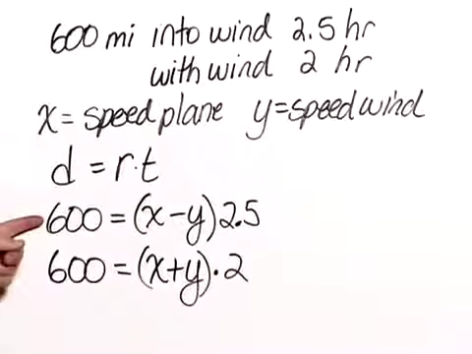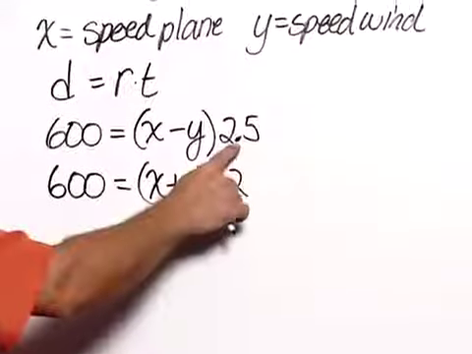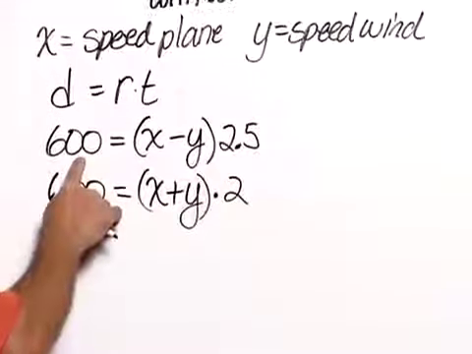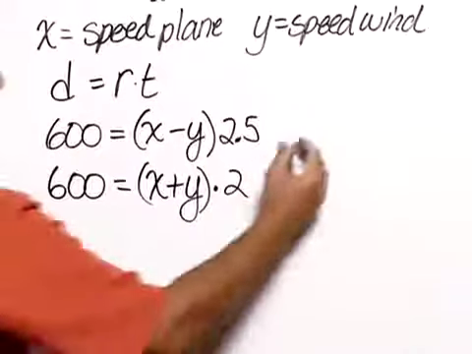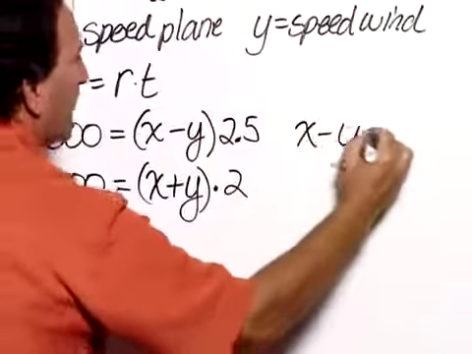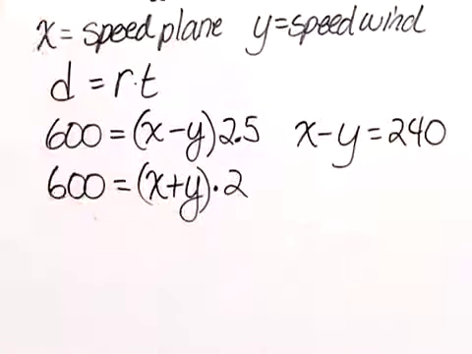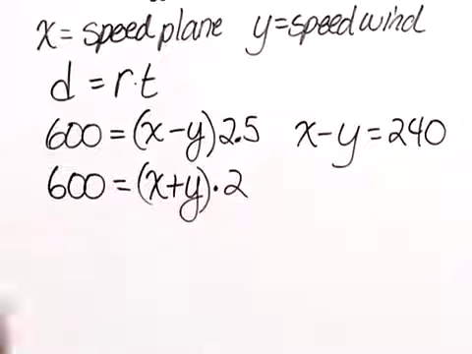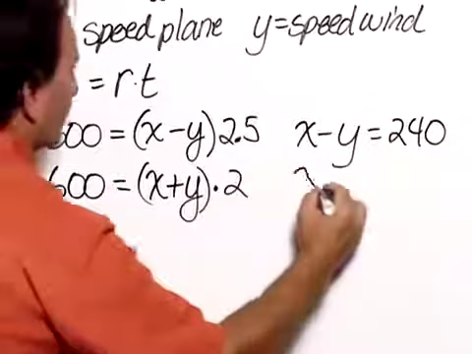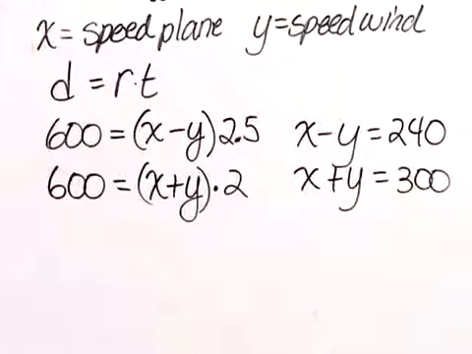We can simplify each of these equations. Divide both sides by 2.5, and 600 divided by 2.5 is 240. So what we have is x minus y equals 240. Dividing both sides of this equation by 2, 600 divided by 2 is 300. We'll have x plus y equals 300.